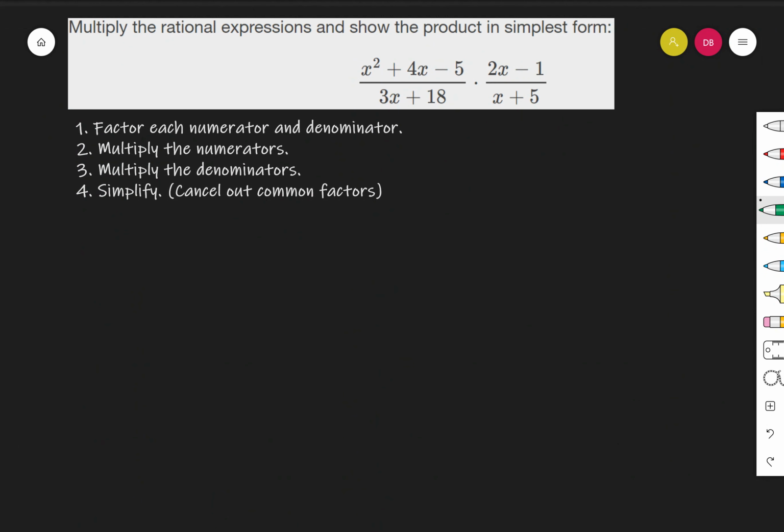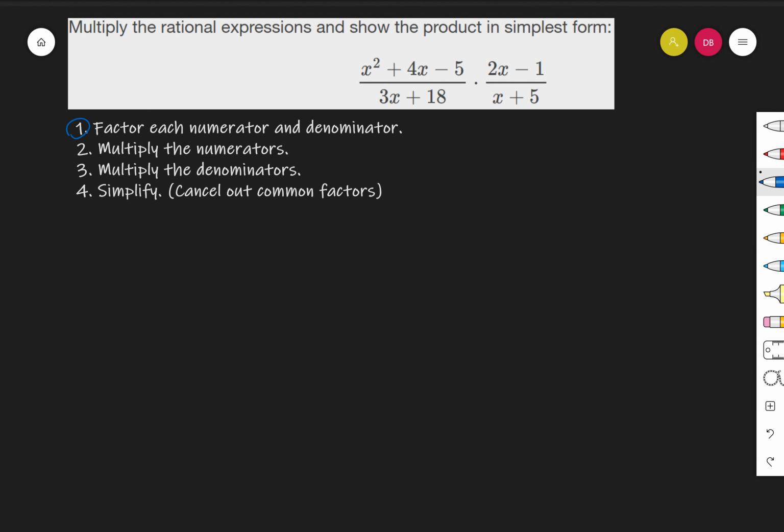The problem tells us to multiply the rational expressions and show the product in simplest form. So we're just going to multiply, the product is our answer, and we just want to make sure that answer is in simplest form. Our first step, as it says here, step 1, factor each numerator and denominator.